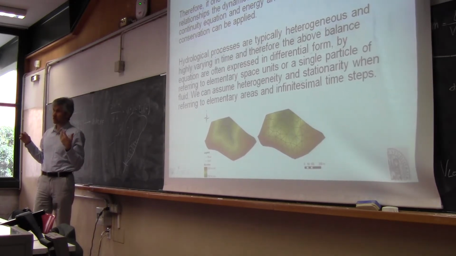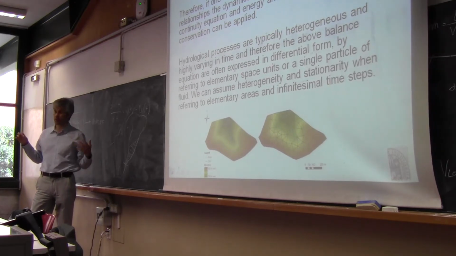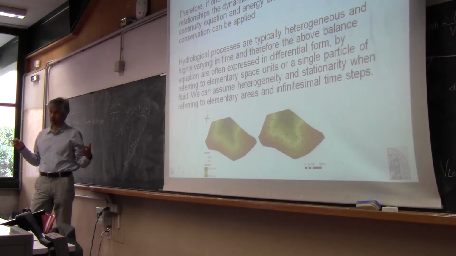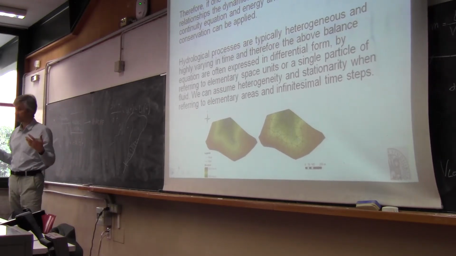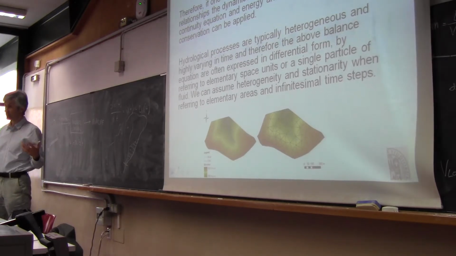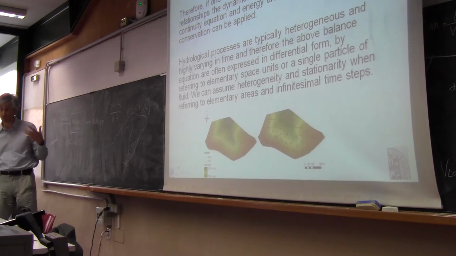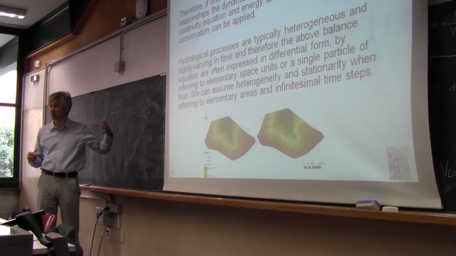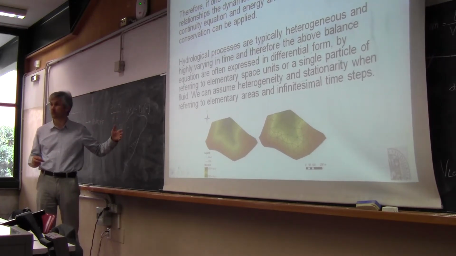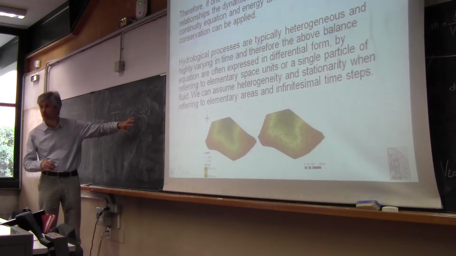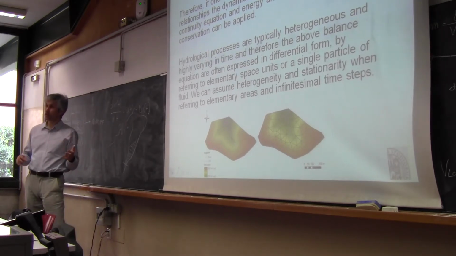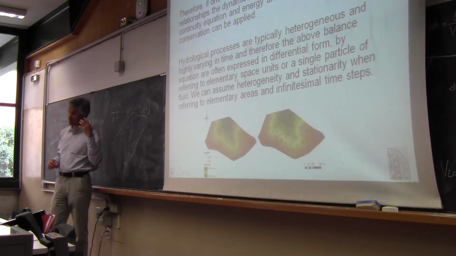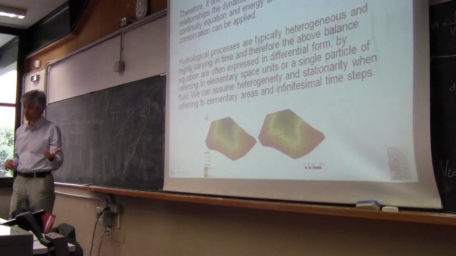The problem is that hydrological processes are highly heterogeneous, which means that they are highly spatially varying. And you can understand that because rainfall is spatially varying. We already said that. But more than that, the properties of the soil are spatially varying. So over this catchment, you may have some impervious sections and other sections where you have a high permeability. And therefore, this is the reason for the heterogeneity of hydrological processes.